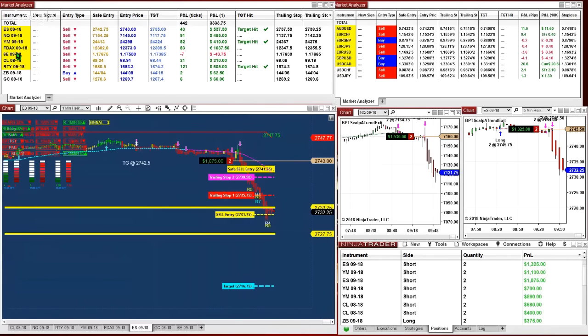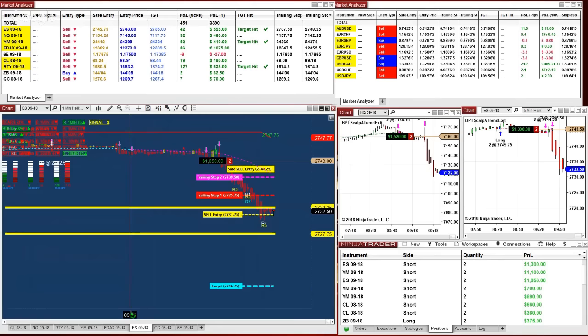If you want to follow some of those signals, or you trade something different than what we are showing here, the basic instruments we show are the ES, NASDAQ, YM, DAX, 6E, CL, Russell, 30-year treasury bond, and gold. So these are the basic instruments most traders use.